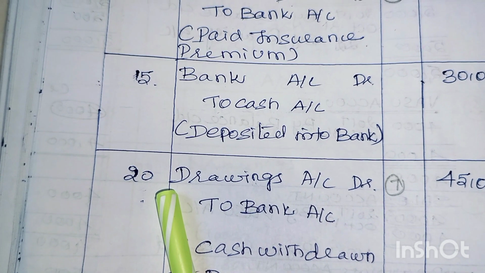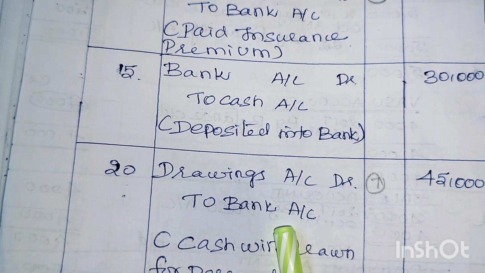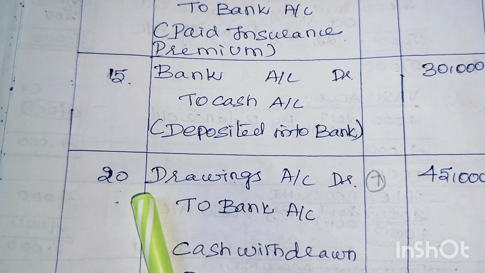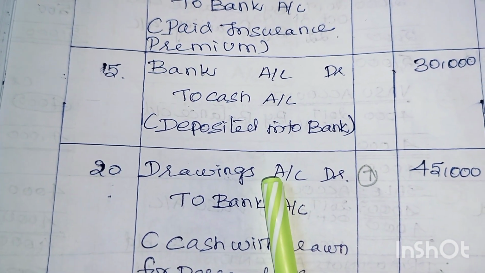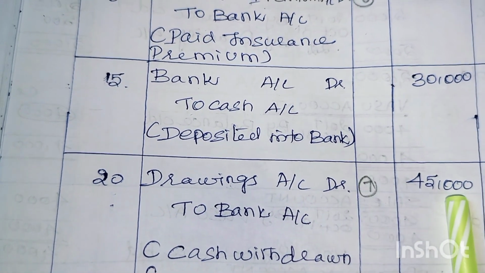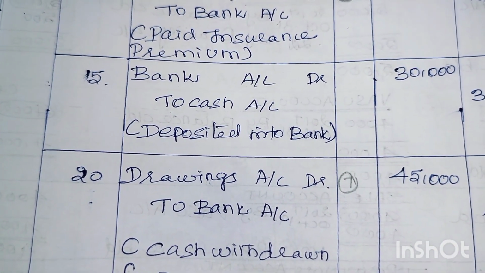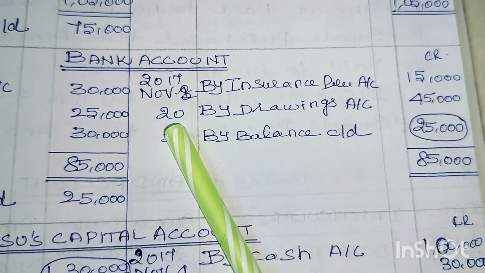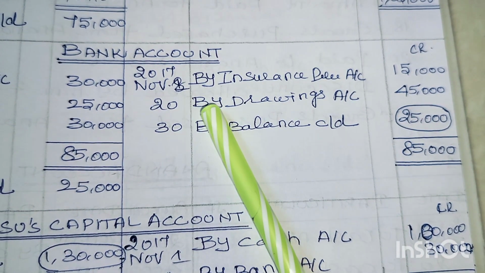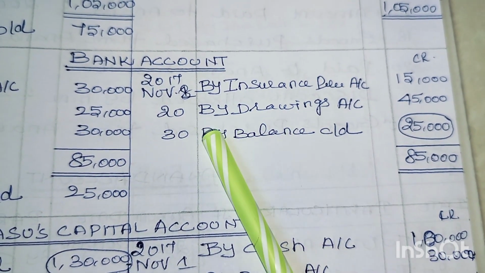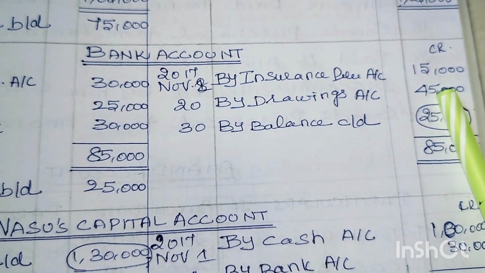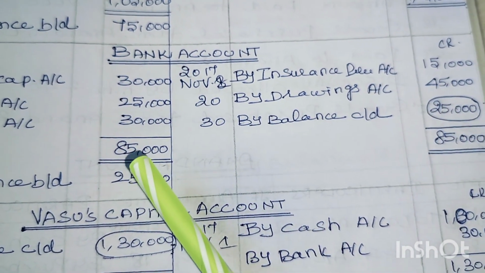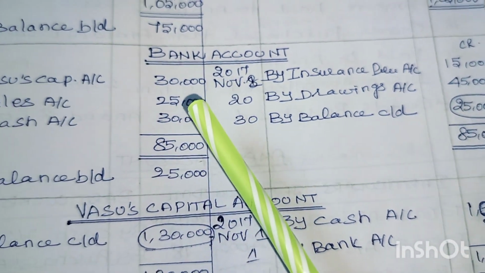When did the next bank transaction occur? November 20. On which side is the bank account? It is on the credit side. What is the opposite account from the bank account? Drawings account. How many rupees? 45,000 rupees. So we go to the credit side under the bank account, dated 20. The opposite account name is drawings account. So by drawings account, how many rupees? 45,000 rupees entered.